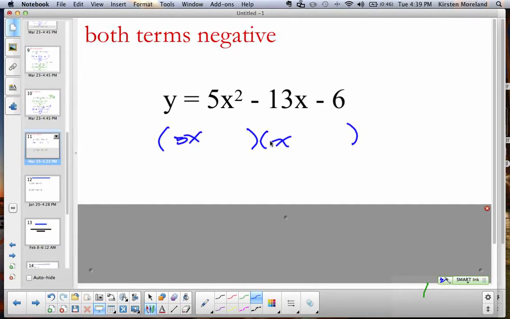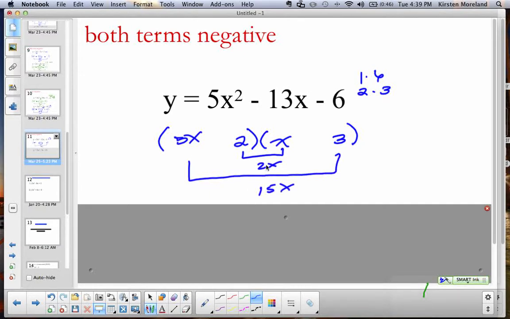So I got 5x and x. 6 is 1 and 6 or 2 and 3. I'm going to try 2 and 3 just because I generally try that first. So that gives me a 2x and a 15x. Now that could add to -13 if I make one of my factors negative. In this case I want to add to a negative, so the bigger number needs to be negative. So the -15 is connected with this 3, which means the 2 needs to be positive to get me that positive 2x.